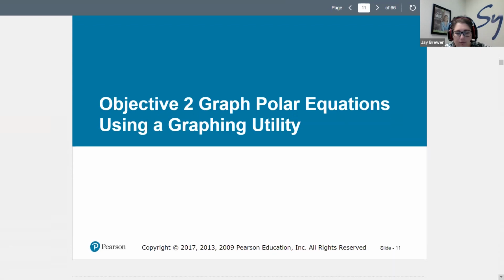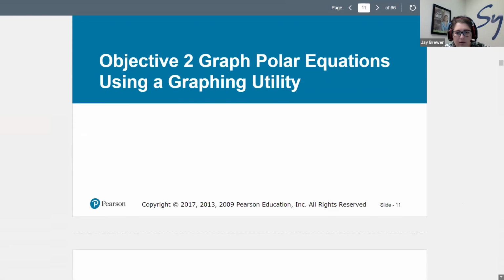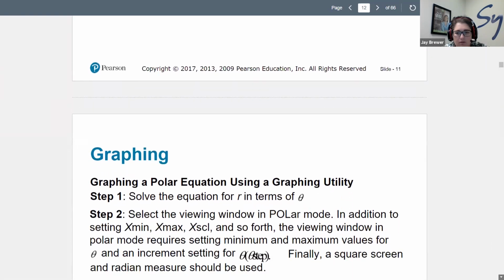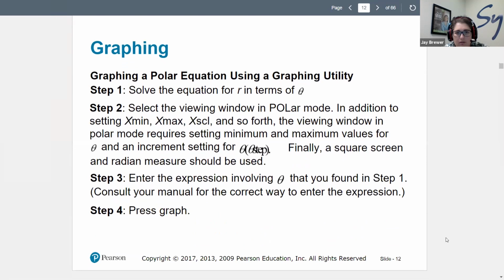Objective 2. We want to graph polar equations using a utility. So here's the first thing. When it comes to graphing, step 1, we're going to solve the equation for r in terms of theta, which is not new. You always solve it for y in terms of x. So r in terms of theta. Step 2, select the viewing window in polar mode.